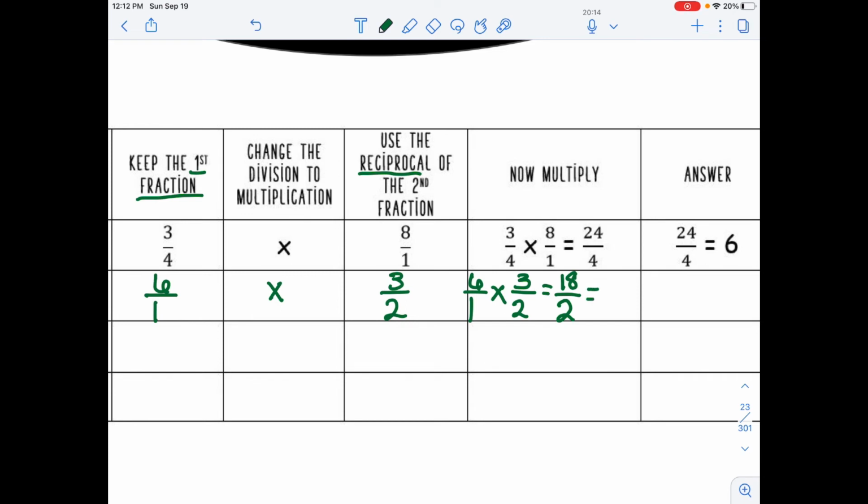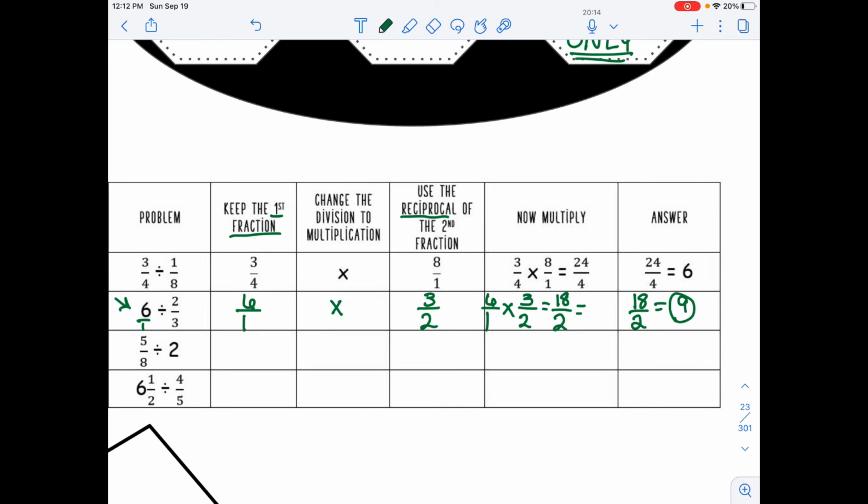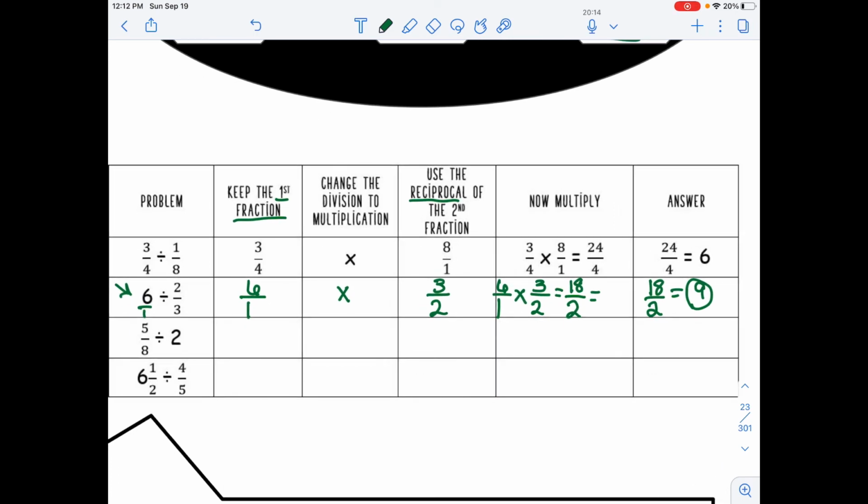All right, so we're going to write our answer. 18 divided by 2 simplified equals 9. So what this means here is that if I had 6 pizzas and wanted to give my friends 2/3 of the pizzas, I could share with 9 friends. So that is what this means. All right, let's do the next one.